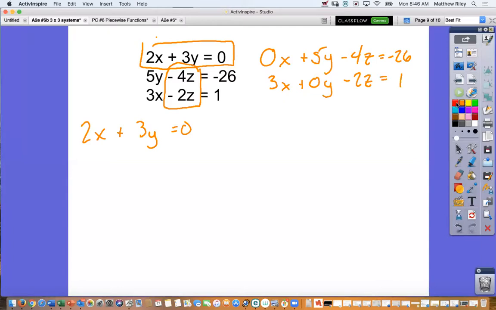So again, which variable did we choose to cancel out? The z's. I want a set of opposite coefficients. So if that's -4, I can multiply the bottom. What can I multiply by -2 to get +4? And Anna, you already said it. It was -2.